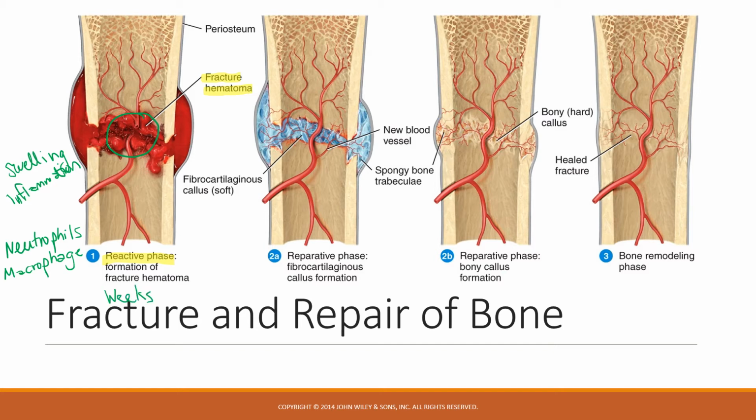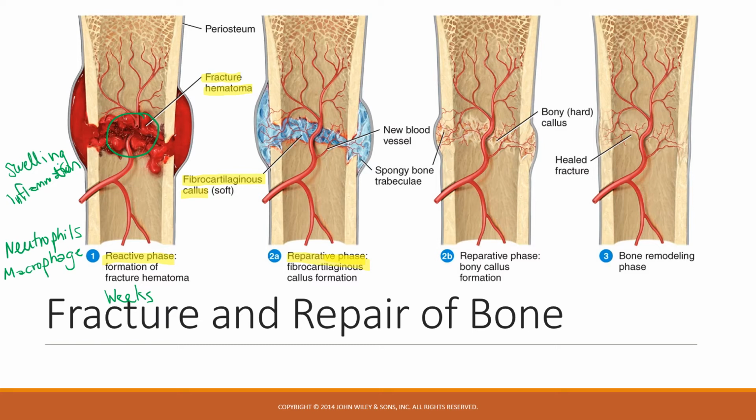The next phase is going to be the reparative phase. Remember, it happens in 2 steps. The fibrocartilaginous callus is the first step of the reparative phase, and this occurs when blood vessels grow into the fracture hematoma, and the phagocytes begin to clean up the dead bone cells. So here you have this fibrocartilaginous callus right here.